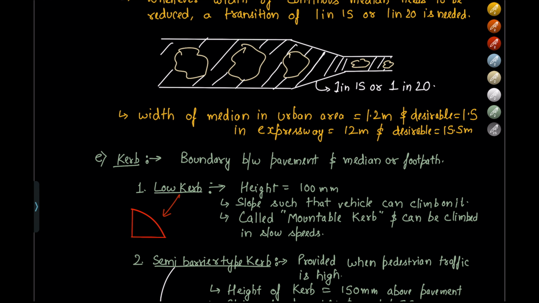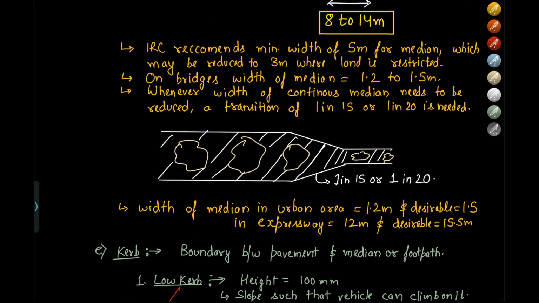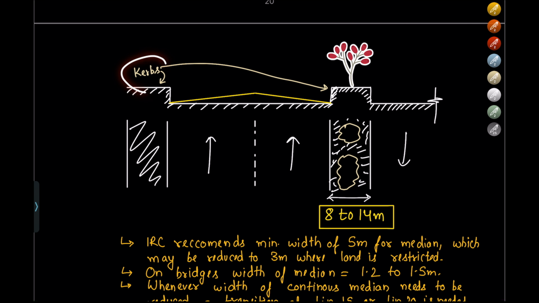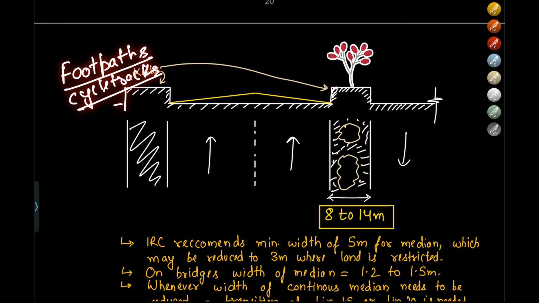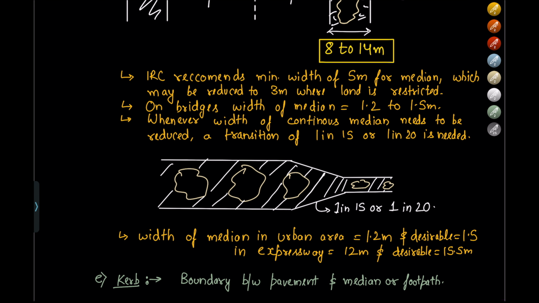Next, curbs are there. Boundary between pavement and median or footpath. In this diagram we are observing that curbs are provided on the side of the pavement. This is to accommodate for footpaths or cycle tracks, etc. On this side we can provide the footpaths and cycle tracks. For that the curb is acting as a separator.